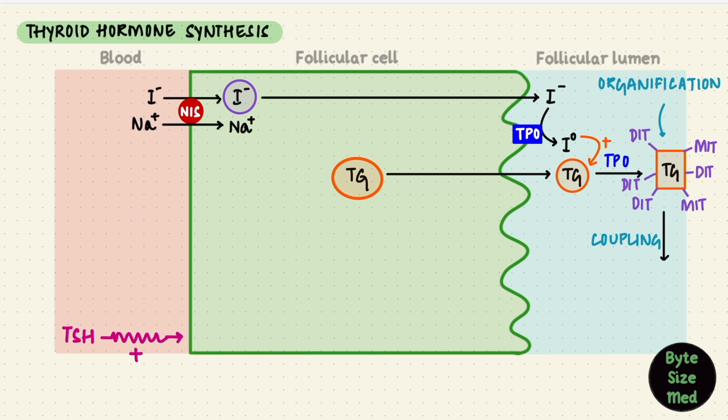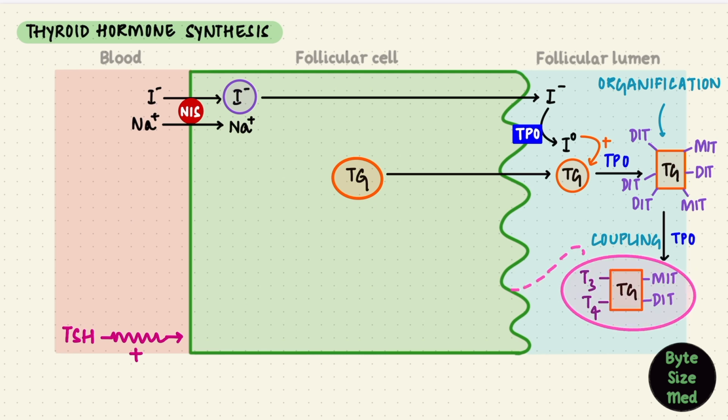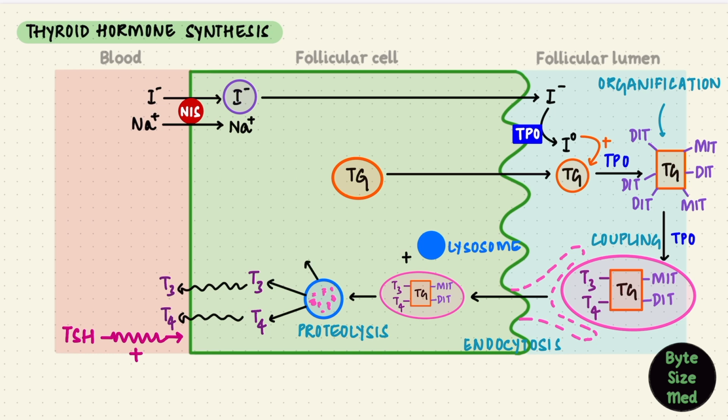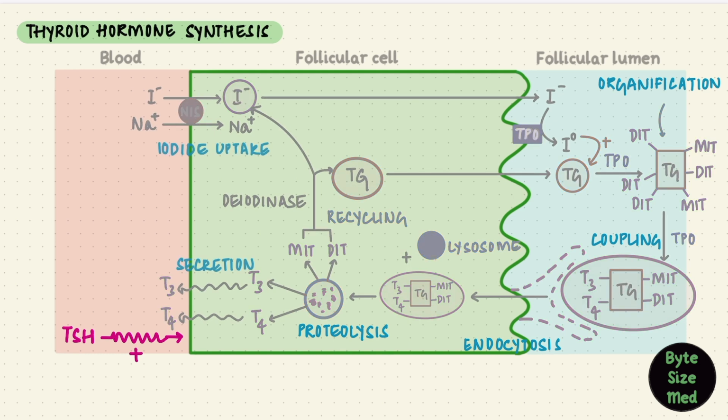Then they get coupled, forming T3 and T4. This thyroglobulin, with all its attachments, gets endocytosed into the follicular cell. It undergoes proteolysis, releasing T3 and T4 so that they can get secreted into the bloodstream and systemic circulation. The rest gets recycled with a deiodinase to form iodine and tyrosine, which are used for the next cycle. TSH stimulates all these steps: the iodide uptake, the organification, the coupling, the endocytosis, the proteolysis, and secretion of T3 and T4.